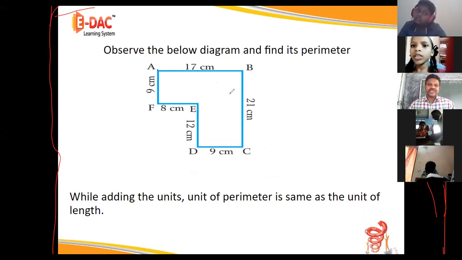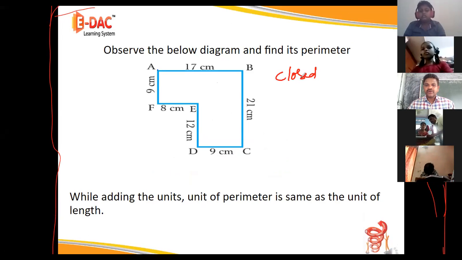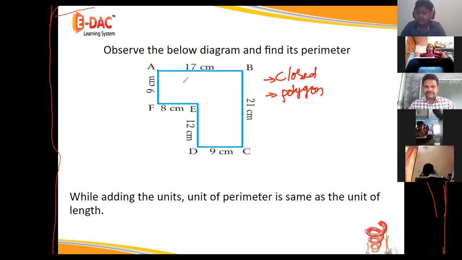It is a closed figure and also a polygon. Why? Because it is formed by line segments and it is closed. So you can find the perimeter of closed figures. How to find the perimeter of this closed figure?